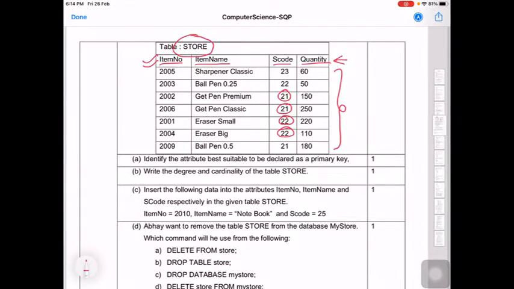Next query is to insert a record. So you must know the insert into query.